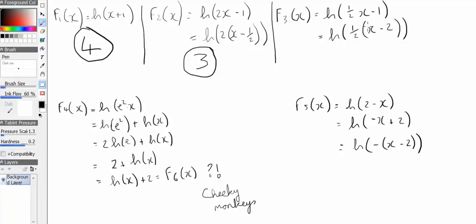You go through 0 at 2, and then after that it's going to be this minus 2. So that's going to move it 2 to the right. So that means that the 0 was going through at 1 to start with when it was just ln x.